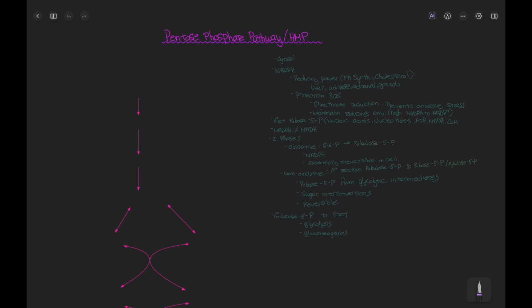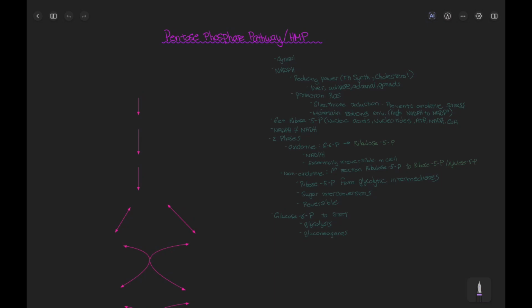For NADPH, don't confuse it with NADH. They are structurally different and have different functions. NADH is primarily involved in catabolic reactions, which is your breakdowns like glycolysis, TCA, and oxidative phosphorylation, while NADPH is primarily involved in anabolic reactions. The high energy form is NADPH, which carries the electrons and donates them in reductive reactions, while the low energy oxidized form is NADP+.